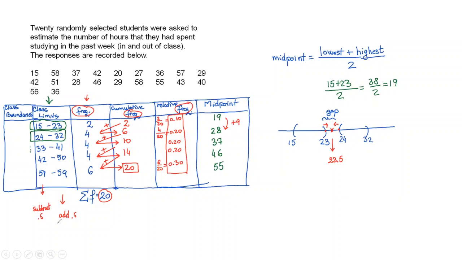But it's only in this case. Sometimes you have to add 0.05 or 0.005 and subtract that number from the class limit. Depends on how the data looks. I hope that makes sense. So my values right here will be 23.5 for the upper classes, 32.5, 41.5, 50.5, and 59.5. For the lower classes, it will be 14.5, 23.5, 32.5, 41.5, and 50.5. This is how I created the class boundaries.